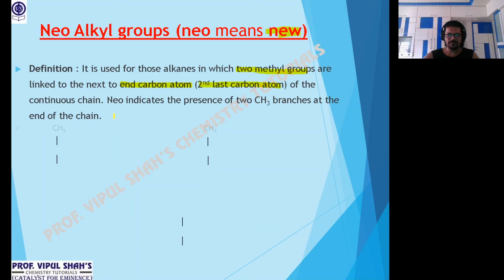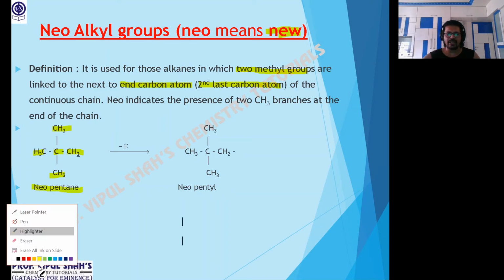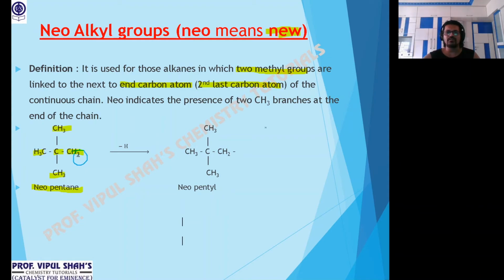Now see here. This is neopentane, second last carbon attached to four other carbon atoms. So that group is called neo. Total 5 carbon atoms. That's why the name neopentane. Now when I have to remove the hydrogen here, is this clear? Which hydrogen? The one that I have circled here. That is this one. If I remove it, this is neopentyl.